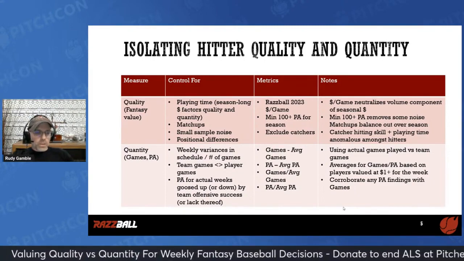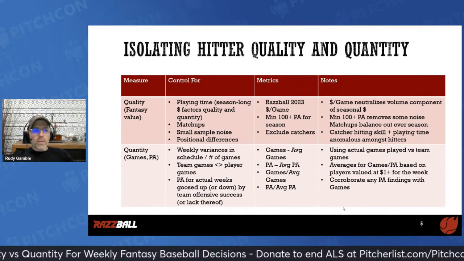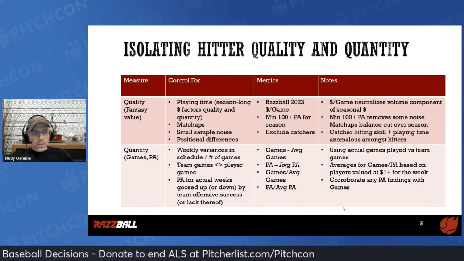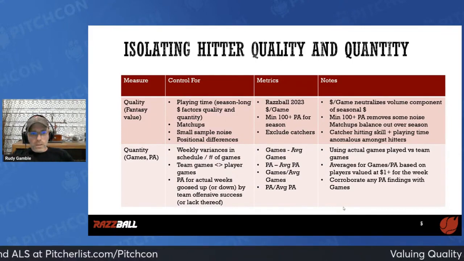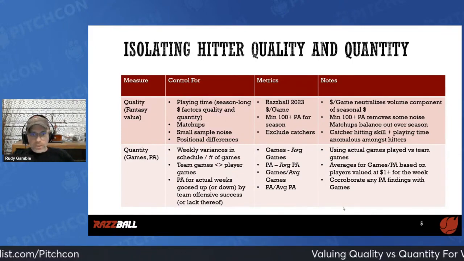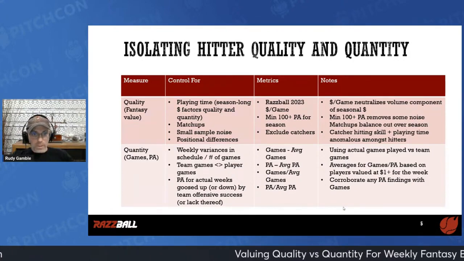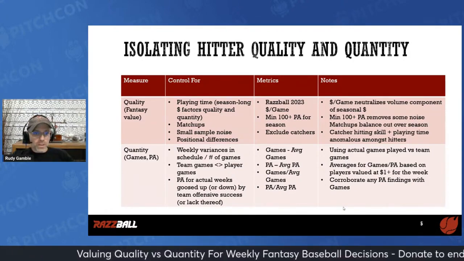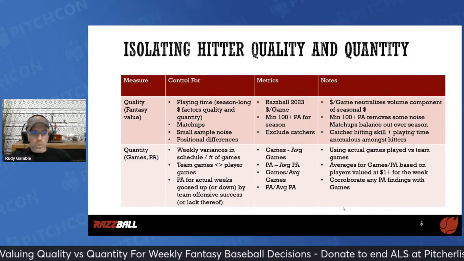So the first one we're going to deal with is, when you're thinking about player quality, you've got to factor in playing time. If you're looking at season-long dollar values, those factor in quality and quantity, right? You could be a great player, but if you have 300 plate appearances, you had negative value just on the way season-long works.